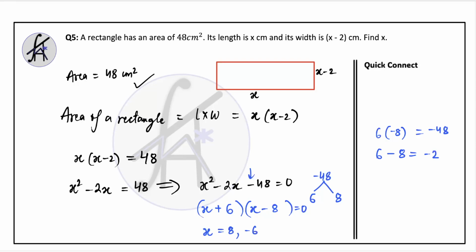Obviously, the side's length couldn't be negative, so the value of x is 8, right? 8 centimeters. That is what the answer was. And its width is 6 centimeters. Did I say width at any point? I mean, 8 is the length and 6 is the width, which is not asked over here, but it's fine. Okay, hope that makes sense. Thank you.